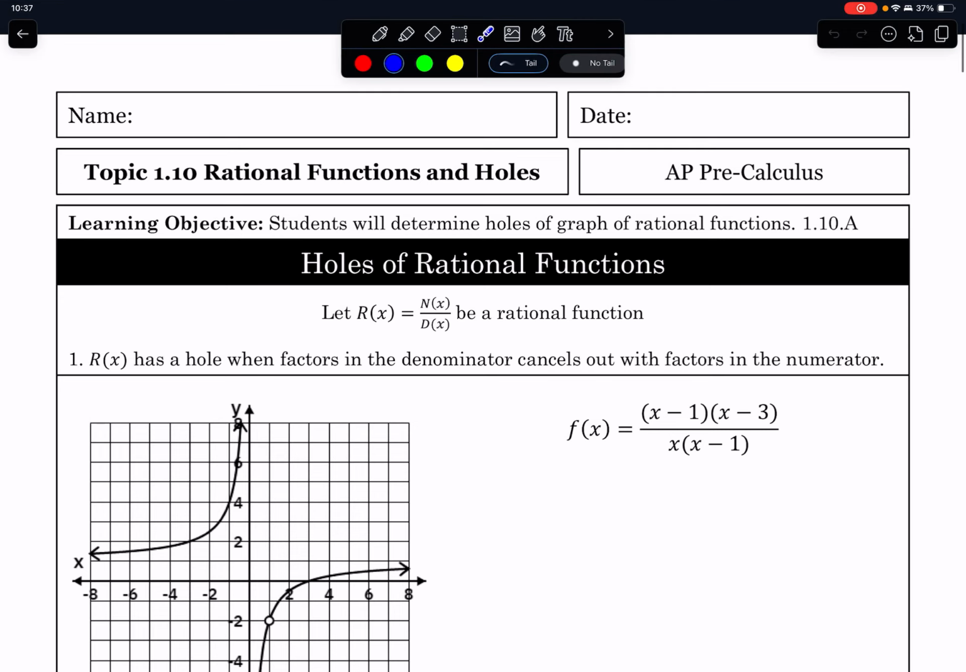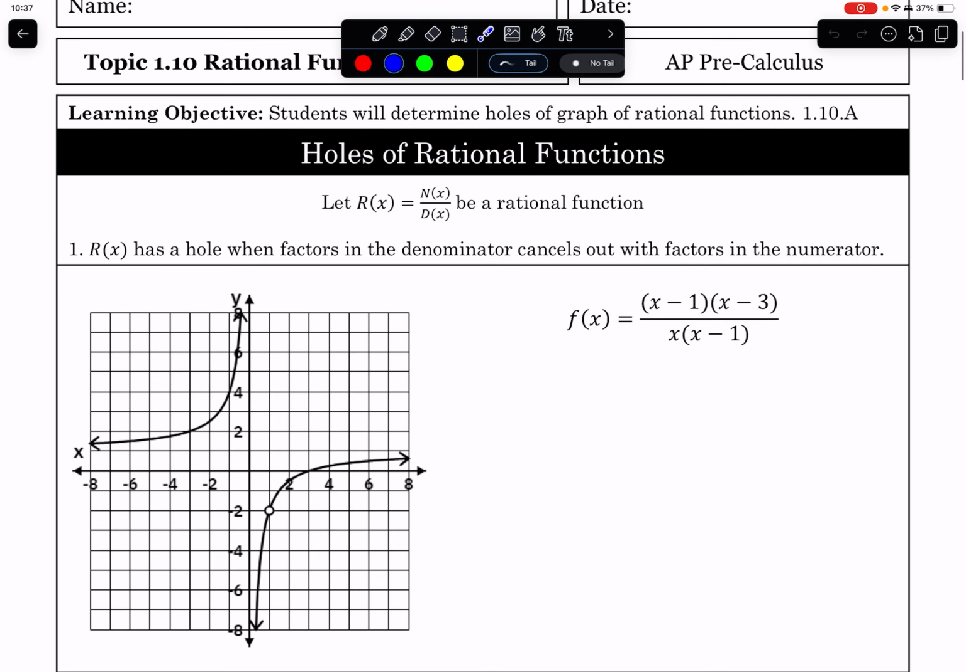In topic 1.10, rational functions and holes, you're going to determine the location of a hole on the graph of a rational function and distinguish it from vertical asymptotes. Now in the previous lesson, we talked about vertical asymptotes and how that correlates to the domain. All the values of x are excluded from the function because it makes the denominator equal to 0.